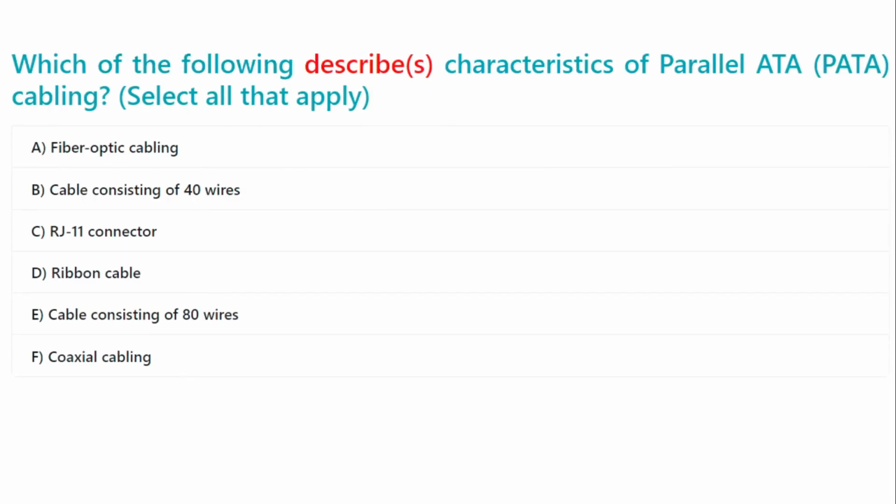Which of the following describe characteristics of parallel ATA cabling? Select all that apply. A. Fiber optic cabling. B. Cable consisting of 40 wires. C. RJ11 connector. D. Ribbon cable. E. Cable consisting of 80 wires. F. Coaxial cabling.